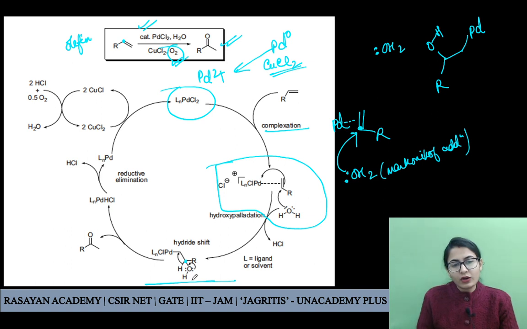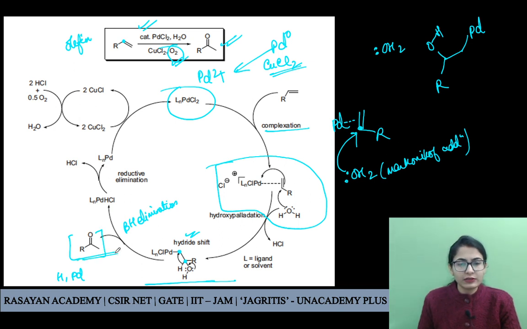Now you might call it a hydride shift which is taking place from here, or you also might call it beta hydride elimination. From this carbon and from this carbon you are getting the removal of a hydrogen and palladium. In some books it is referred to as hydride shift. That's all okay. Ultimately you're getting the ketone over here. After the hydride shift and the palladium removal, you are getting the ketone.